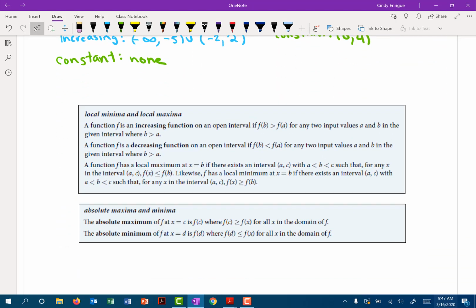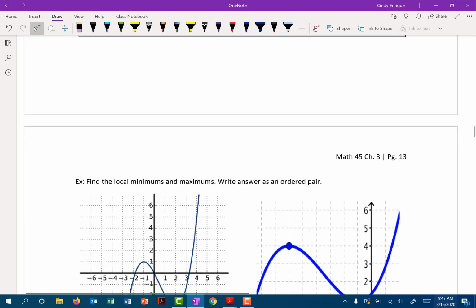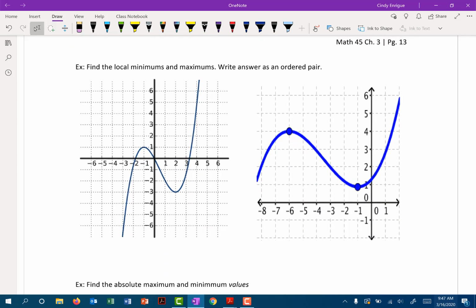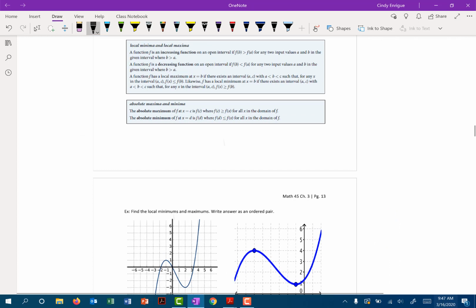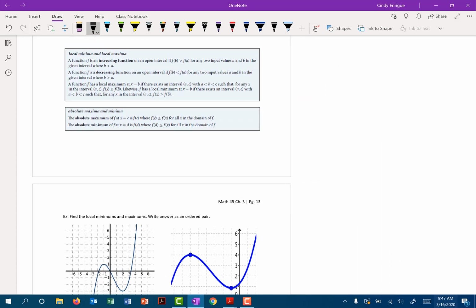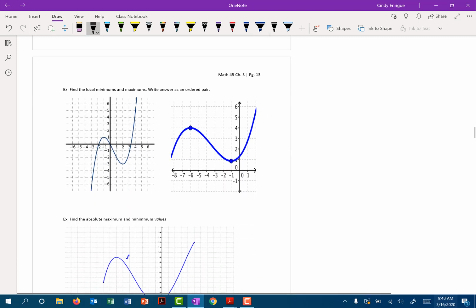The next thing we want to identify is our local minima and local maxima, and our absolute maximum and our absolute minima. So here we want to find the local minimum and maximums. So our local max and min. So remember from our definition from our local max and min, that's over here. We want to know for which the function is an increasing function on the open interval for the y values at point B is greater than point A. Okay. So let's think about this.